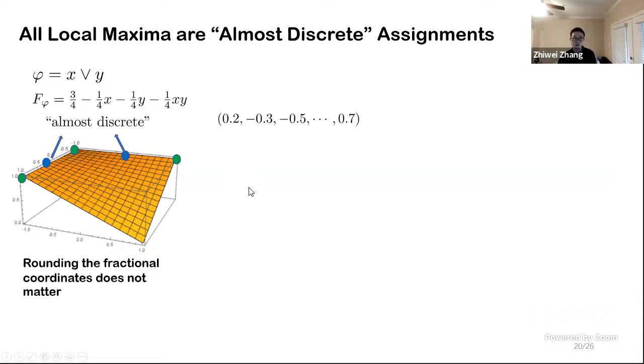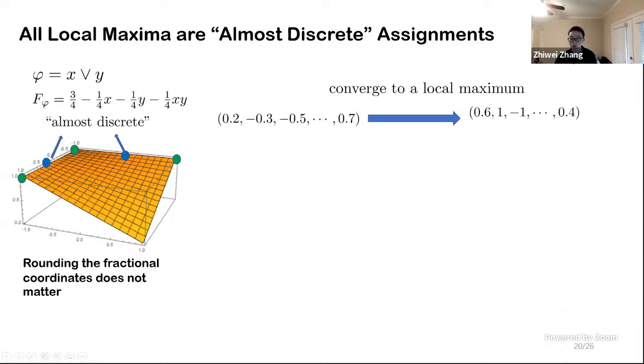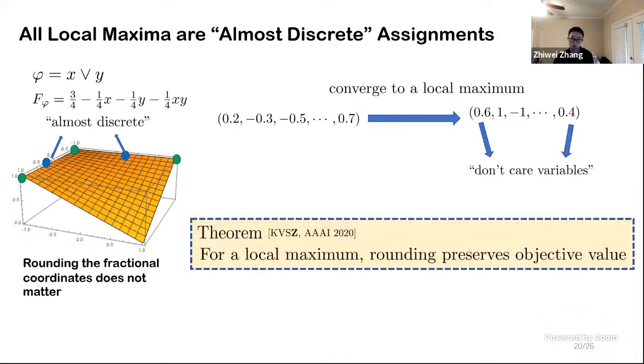What we proved is that you can start from a fractional point at the beginning, but if you are able to converge to a local maximum, then you will finally end up with the following point, where most of the coordinates are discrete, which means they are either +1 or -1, while a small set of variables are fractional, but we don't care about those variables because changing the values of those variables does not affect the value of the fitness function. In other words, for a local maximum, rounding preserves the objective value.